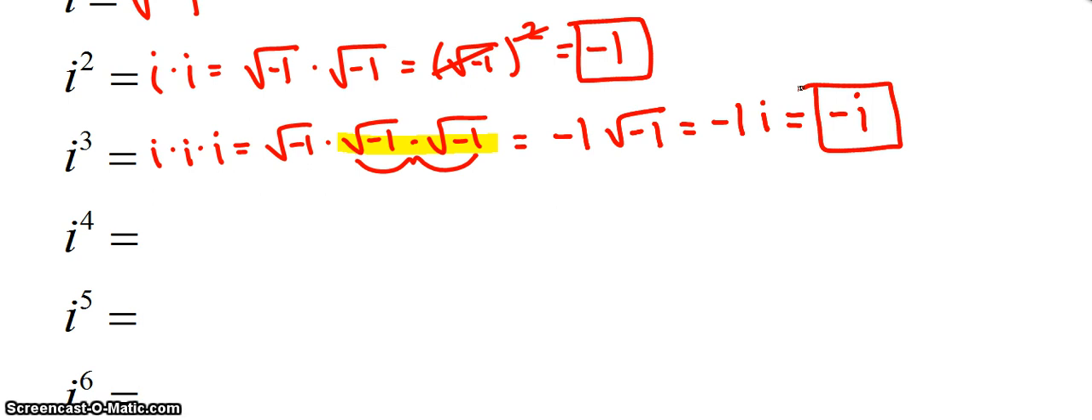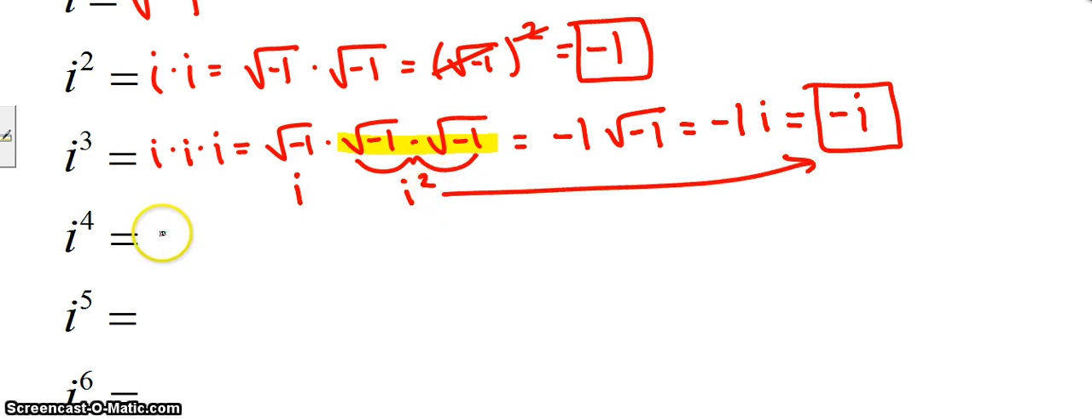Okay, so let's look at i to the fourth. Actually, before we look at i to the fourth, let's look back at i to the third. Really, i cubed, you can expand as i times i times i, or you could write this as i times i squared. And we know that i is just i, and i squared is -1, so we could have jumped from this step to this step here. So let's try this method with i to the fourth.